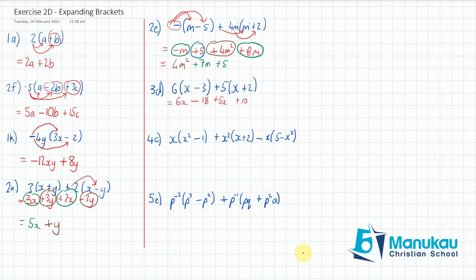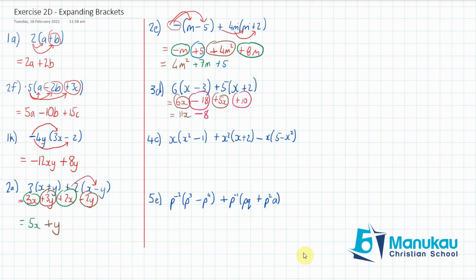We gather our like terms. A 6x and a 5x is 11x. And then we gather these ones. We've got a minus 18 and a positive 10. That adds up to minus 8 overall, and that's our answer there.